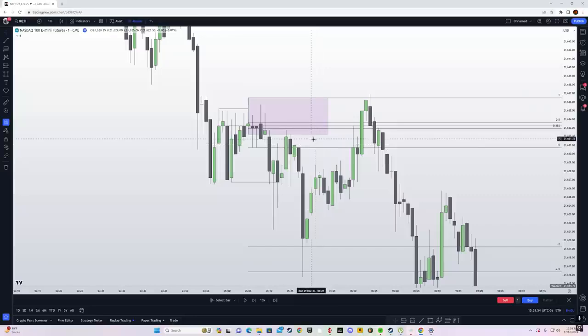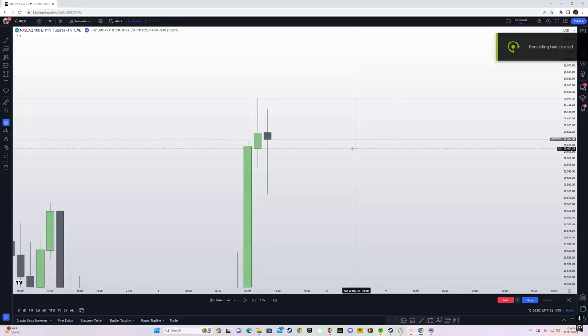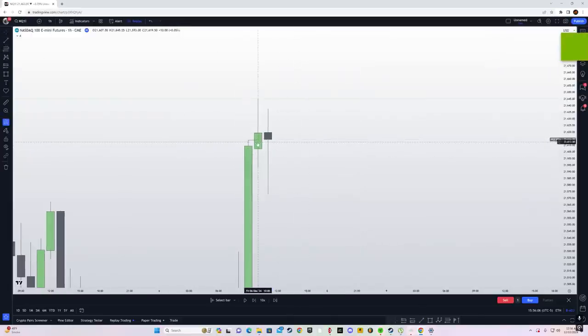So let's move on to the next example now. All right, so this is a very, very clean example. So this is the first candle, this is the second candle. You can see that the second candle closed above the high of the first candle.